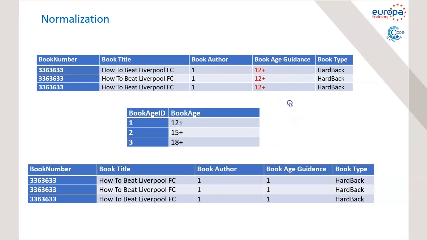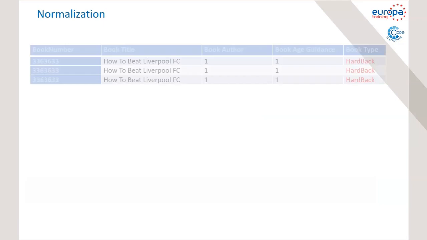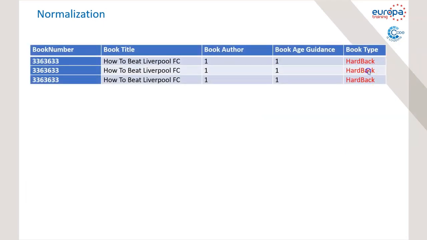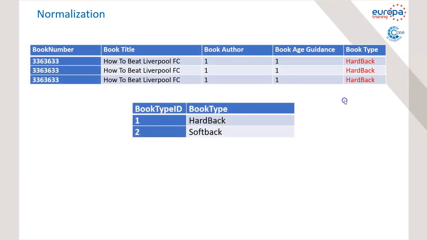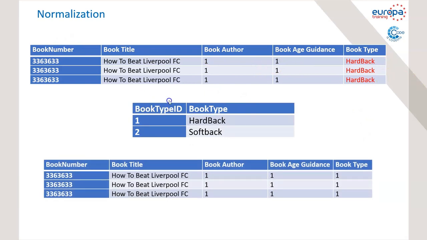So now we've got one more column left to move, which is the book type. So it's hardback. So we create a new table called hardback. Sorry, it's book type. We have hardback, softback, it could be digital, it could be PDF, it could be anything. And again, this creates a primary key. We go back to our original table and put in the foreign key.